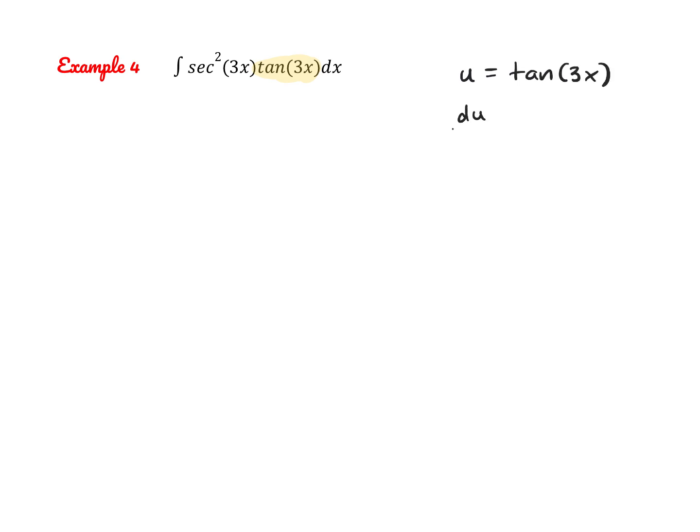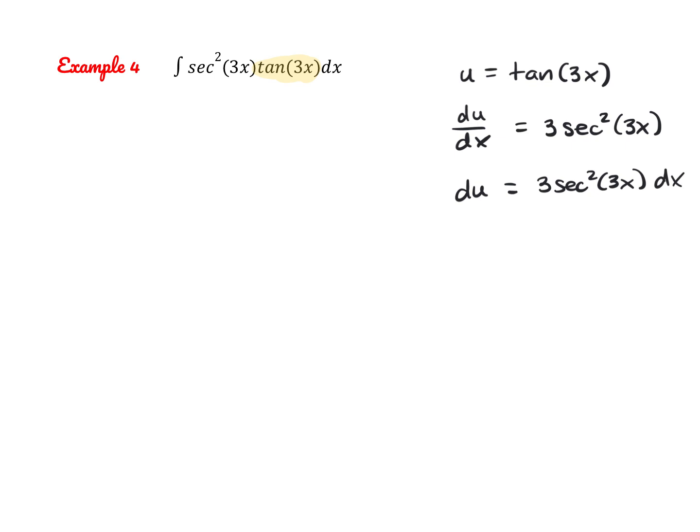Now, if you take the derivative of that with respect to x, you do need to do the chain rule here. So it actually becomes 3 secant squared of 3x. So that means du is 3 secant squared of 3x dx. Now, if you look in your function, you can see that we have close to that, but not quite. But we can make it work.